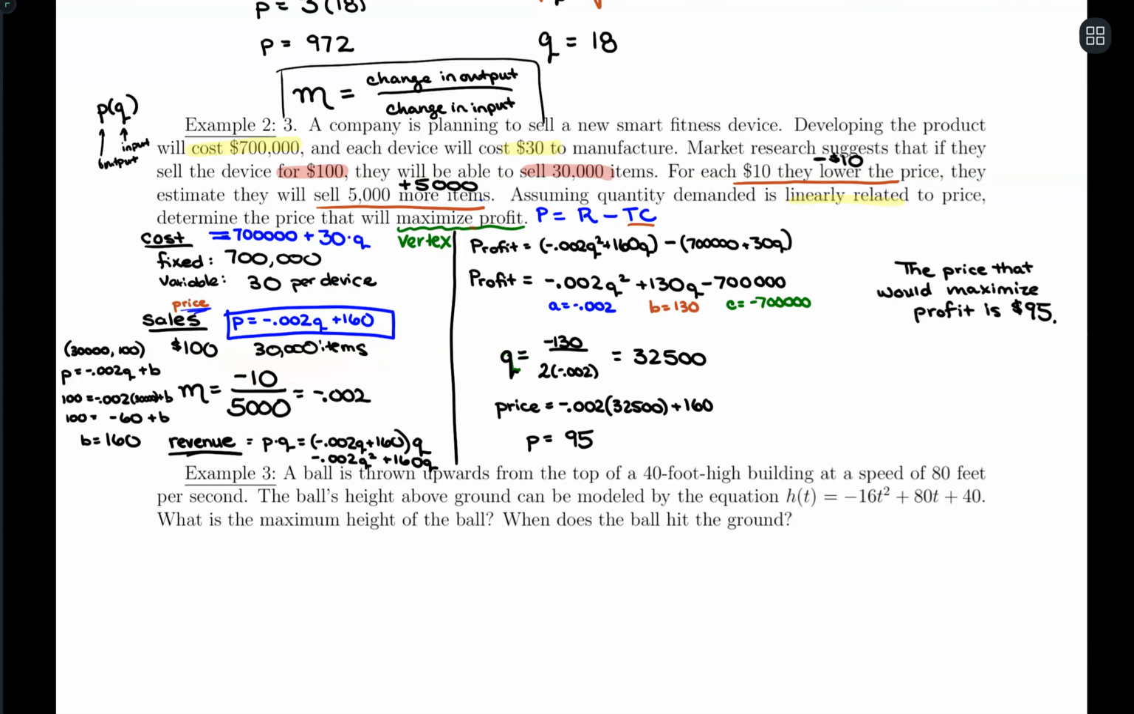Since we were interested in profit, we took the revenue, which is price times quantity. From sales, we took that equation for price and multiplied it with Q, and then subtracted the total cost, which was 700,000 plus 30Q. Then, having that equation for calculating profit, to maximize profit we're looking for a vertex. So we use x equals negative b over 2a to solve.